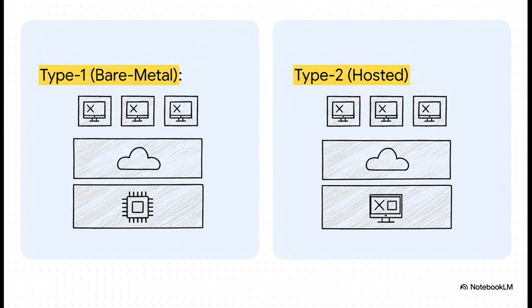Then there's Type 2, which runs on top of a normal operating system like Windows. The main thing to note here is that Type 1 is just way more secure because there are fewer things for a hacker to target.